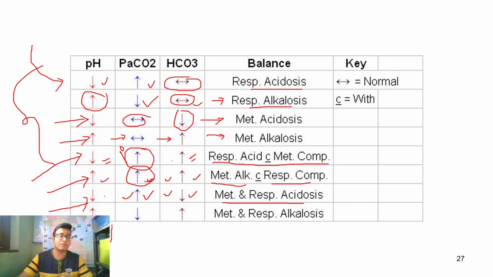The reverse thing can also happen. So pH is high, alkalosis, and it is caused by both PCO2 and bicarbonate. So mixed respiratory and metabolic alkalosis.